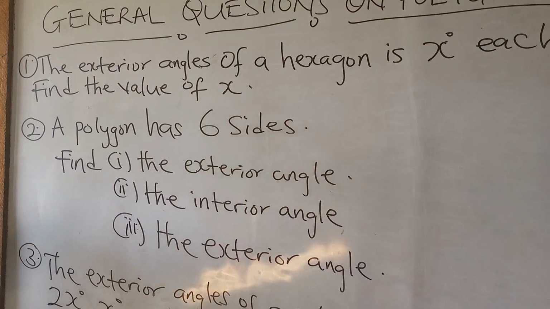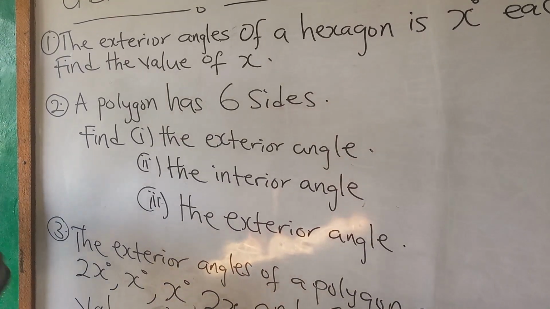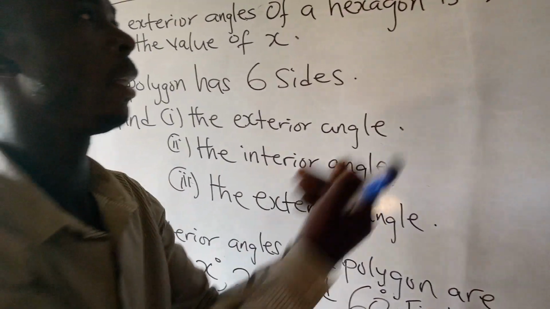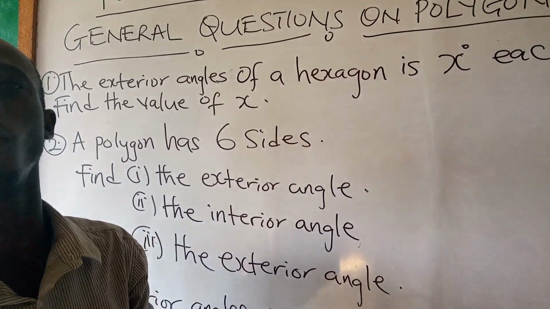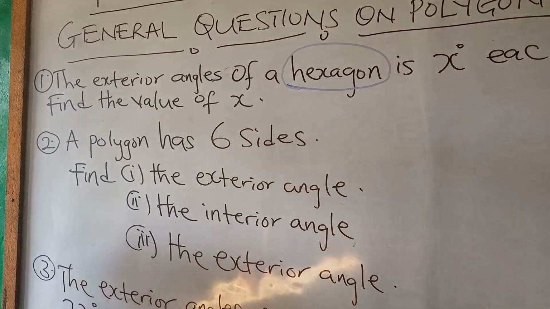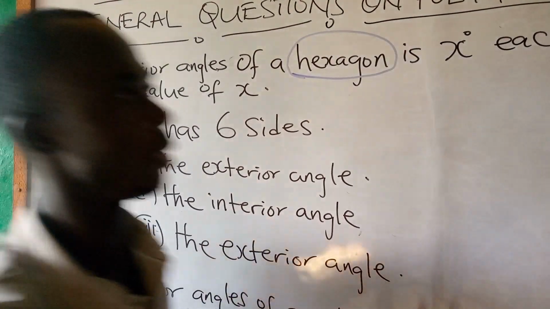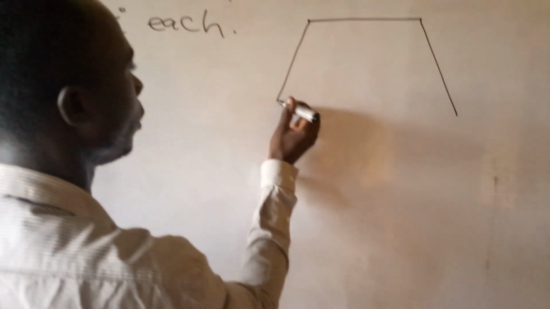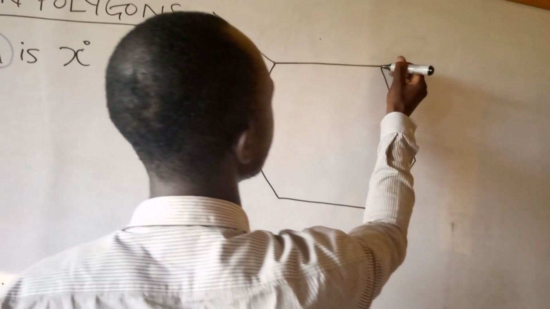1. The exterior angles of a hexagon are x degrees each. Find the value of x. One may ask, why didn't they give us any number? This is not a wrong question. You ask yourself, what is a hexagon? A hexagon has 6 sides. This is a hexagon, 6 sides.